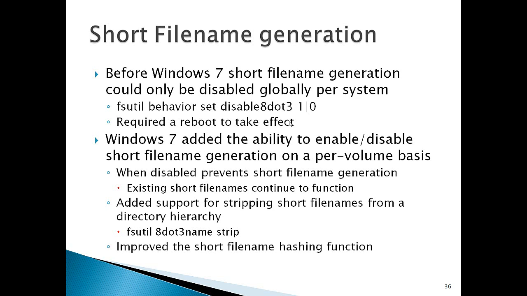Windows 7 added the ability to enable, disable short file name generation on a per volume basis. When disabled, it prevents short file name generation. Existing short file names, though, continue to function. It also added support for stripping short file names from a directory hierarchy. Here's an example: FSUTIL 8.3 name strip. It improved the short file name hashing function too.